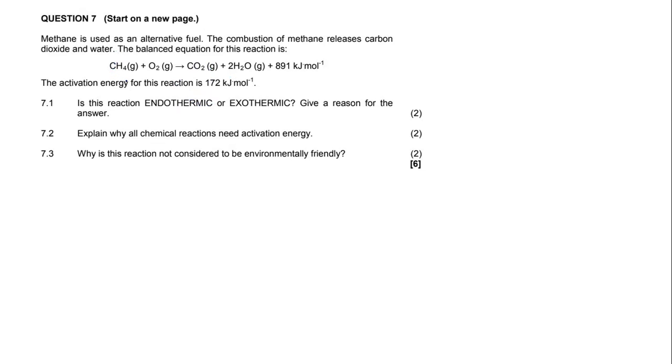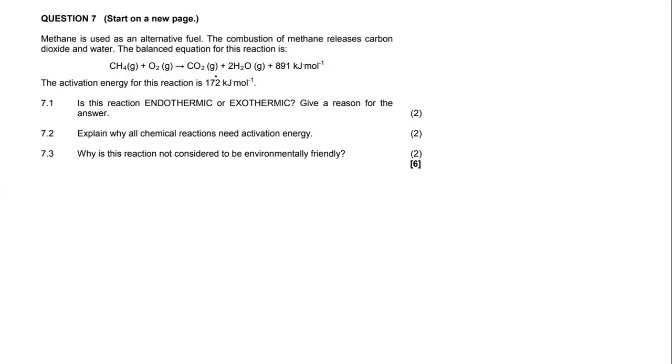Methane is used as an alternative fuel. The combustion of methane releases carbon dioxide and water. The balanced equation for this reaction is as follows. So now what we see here on the screen is a chemical reaction. This chemical reaction is a reaction between methane and oxygen to produce carbon dioxide and water. And we know that this type of reaction is simply called a combustion reaction.